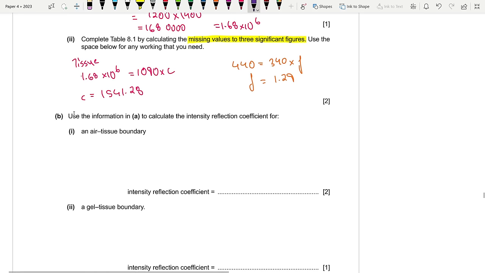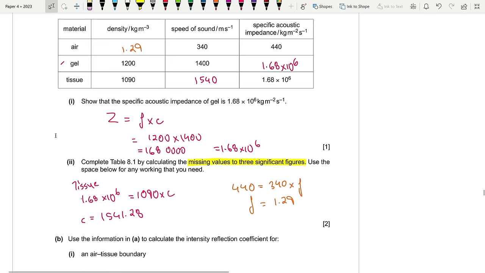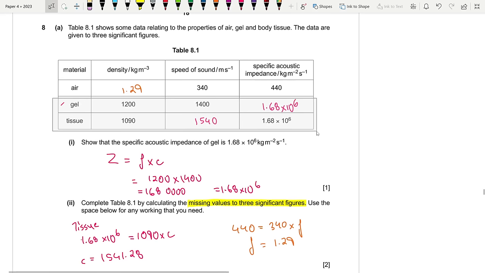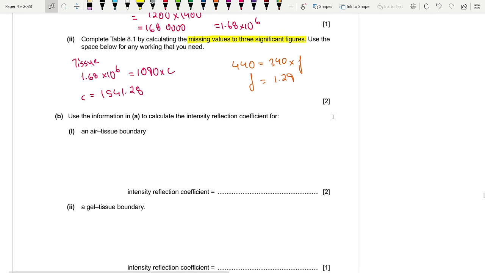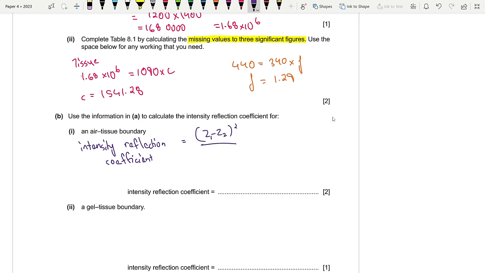Now, use the information to calculate the intensity reflection coefficient for the air tissue boundary. So, why is a coupling medium like gel used? Because the difference in specific acoustic impedance of air and tissue is too high. So, most of it will be reflected. But if we use the coupling medium, this reflection can be prevented, right? So, what is the formula for intensity reflection coefficient? Intensity reflection coefficient is equal to (Z1 minus Z2) whole squared divided by (Z1 plus Z2) whole squared.